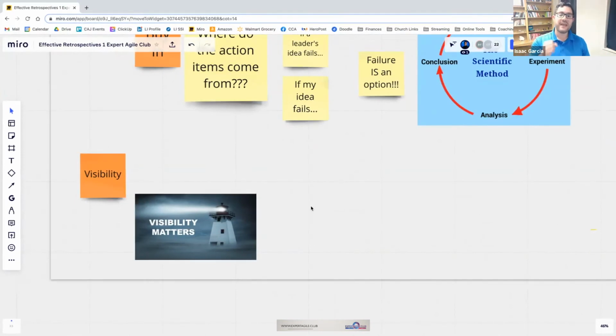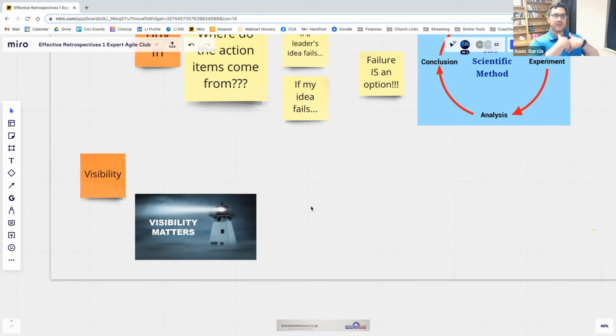One thing I'll tell you about your ideas, action items, passion projects, whatever else comes out of the retro: make it visible. Don't let the team lose sight of the ideas that they had during the retrospective. Keep them in front of them. Keep them visible so the team knows it matters. Visibility matters because it shows the actions matter.